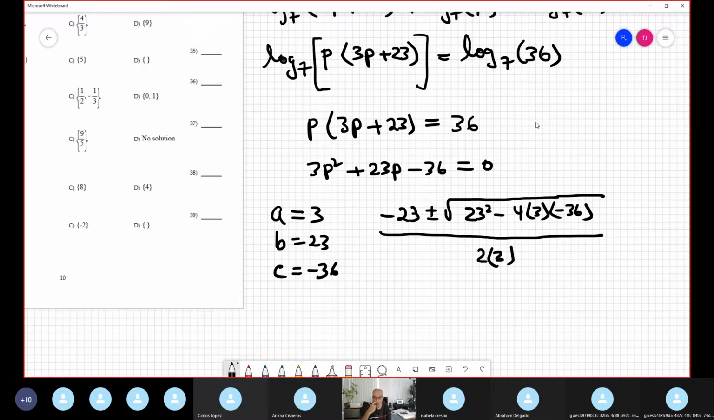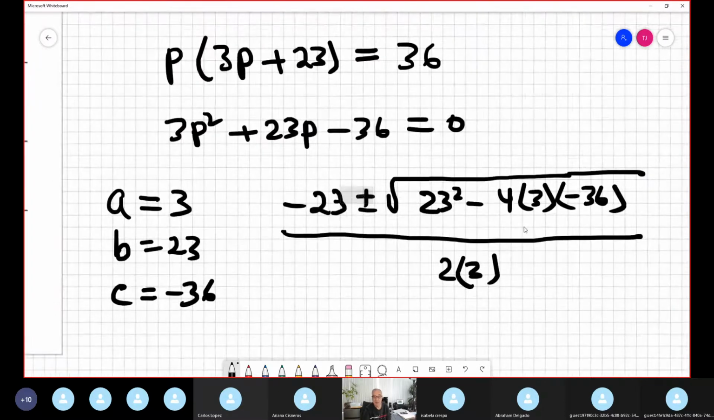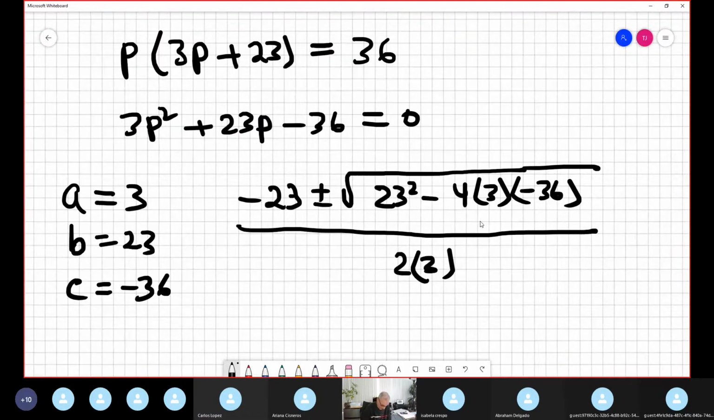Of course, you're using the calculator, and be careful with the sign, guys. 23 squared is 529. Now the answer of the part is 529. And double negative becomes positive. Boom, be careful. And this is 12 times 36.